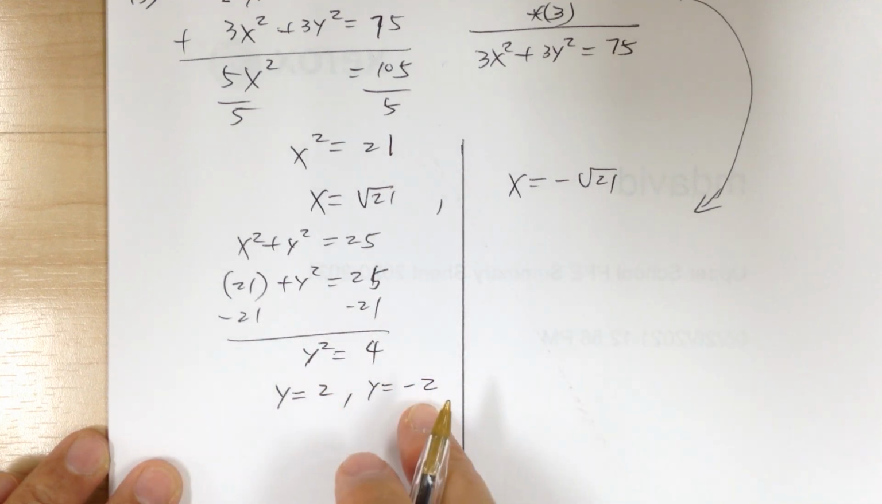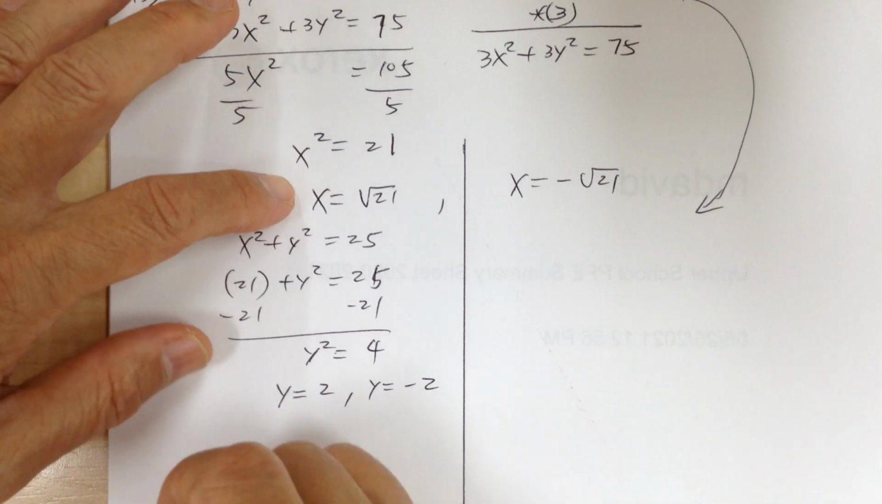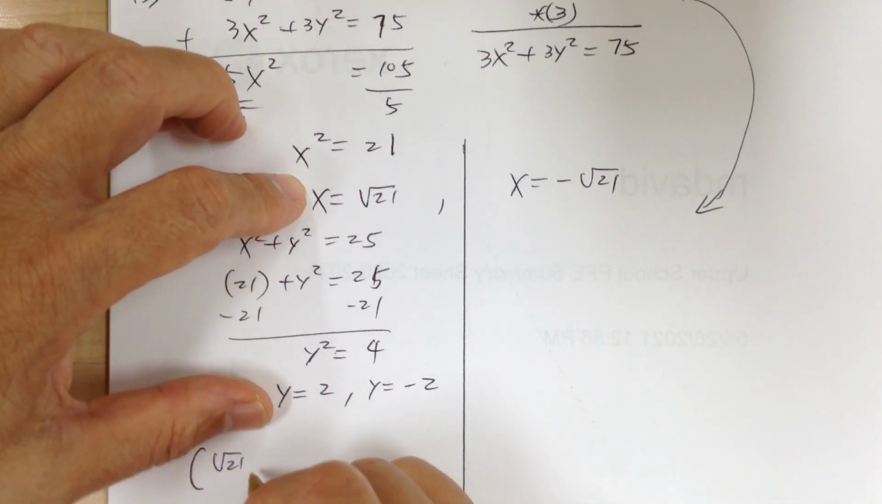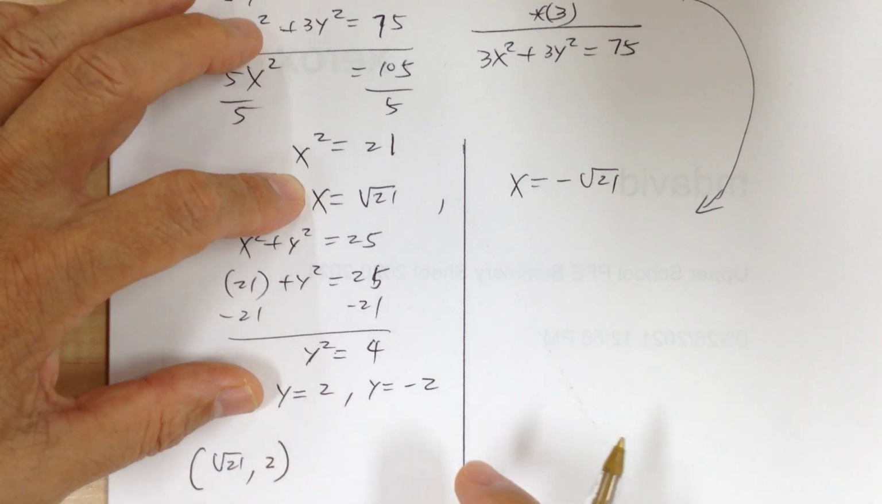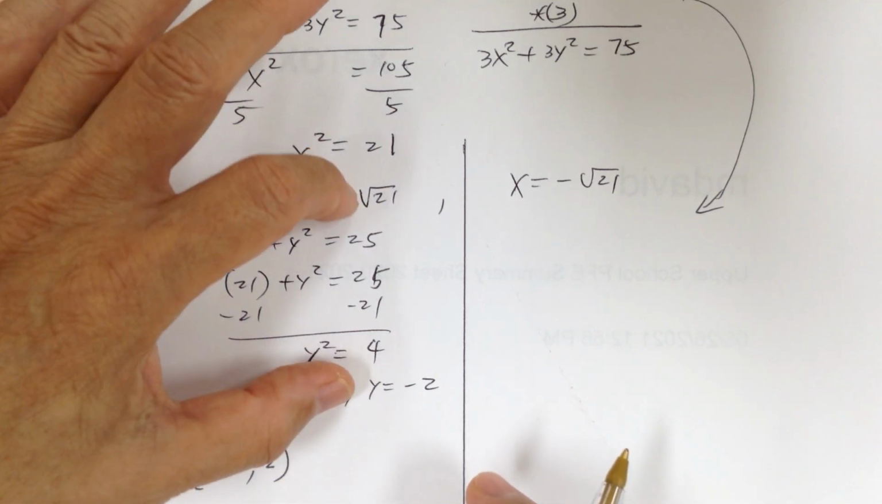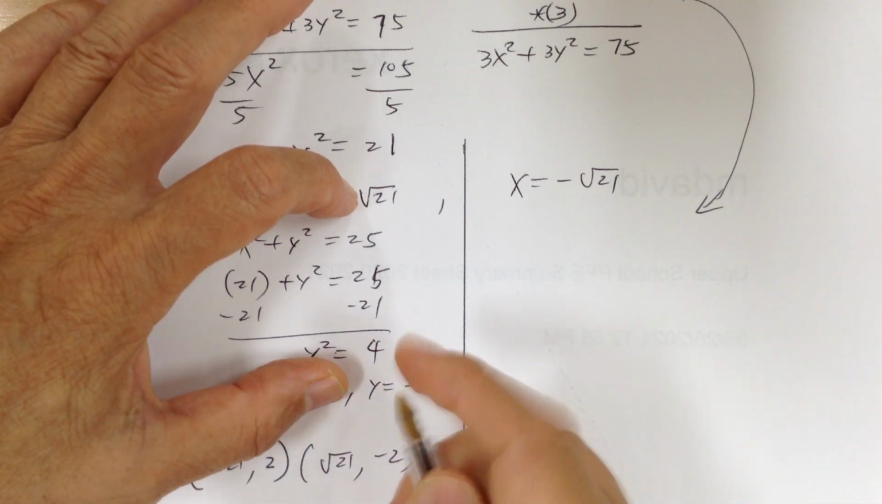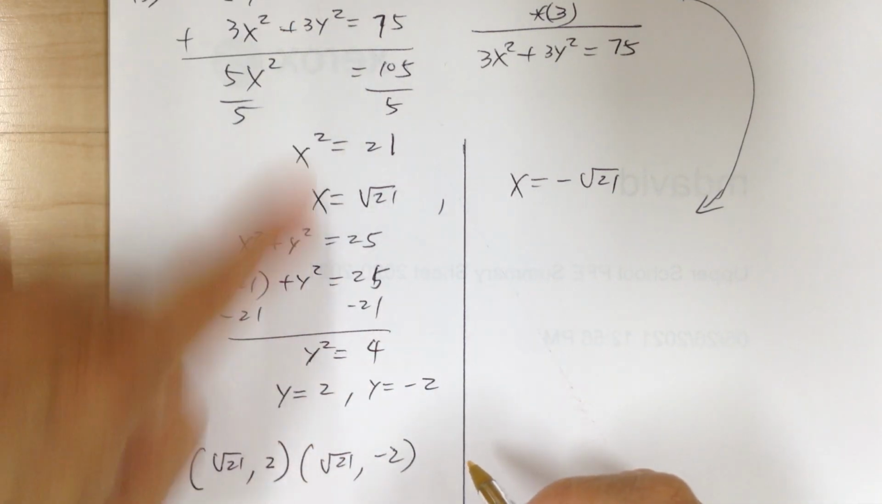And again, the reason I separate that is so you can write your answer. So from here, my answer for this one would be square root of 21, comma 2. Okay, so that is this one. Now for this one, I get square root of 21, comma negative 2. Okay, so I get these two answers from this side.